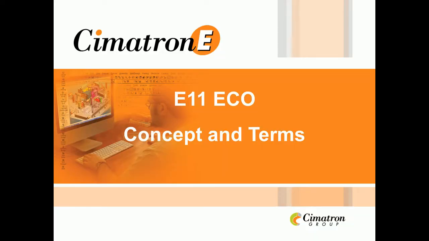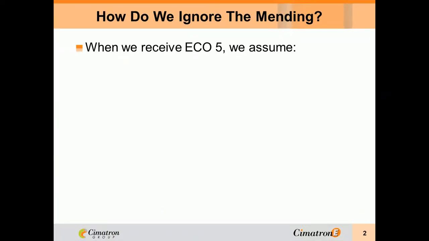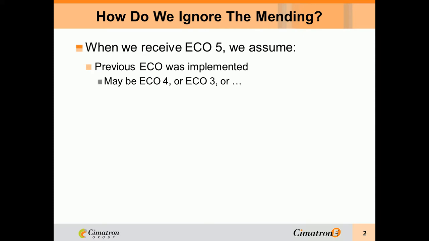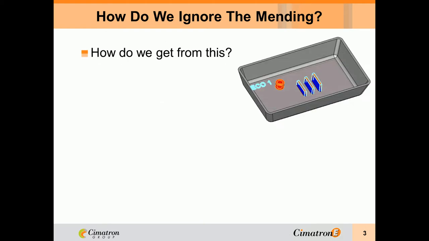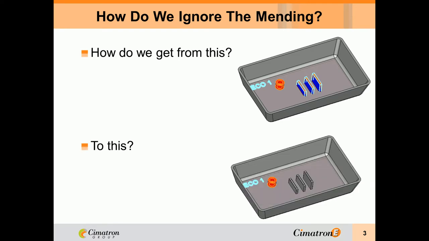Let's understand how this is done. First of all, for this explanation, let's assume that the ECO we receive is ECO number 5, and the previous ECO was well implemented. Now the previous ECO can be ECO4, ECO3, if we skipped one, or any other ECO, it doesn't matter as long as we tell the system what is the previous ECO. And for this discussion, we will assume it was ECO4. So how did we get from all this mess, including the mending, to a state where we see only the changes that are correct?